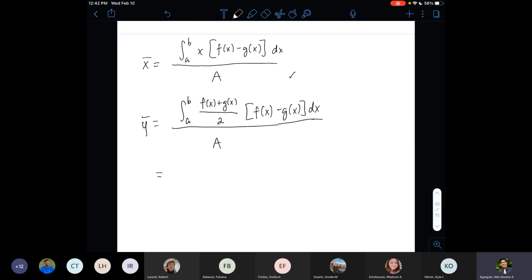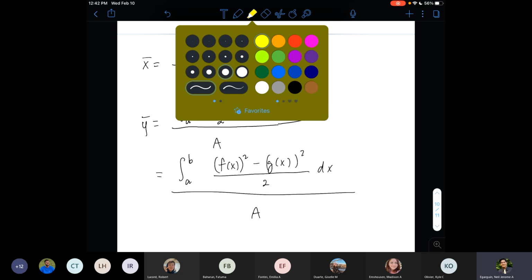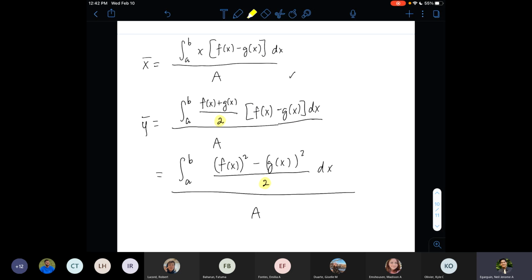And probably if you're good at memorizing, you see this in some calculus cheat sheets that y bar is given by f of x squared minus g of x squared all over 2 dx all over the area. Well, the 2 here is just the 1/2 from the formula over there. And then you simply multiply f plus g by f minus g. You get f squared minus g squared. Okay. So just remember this formula.